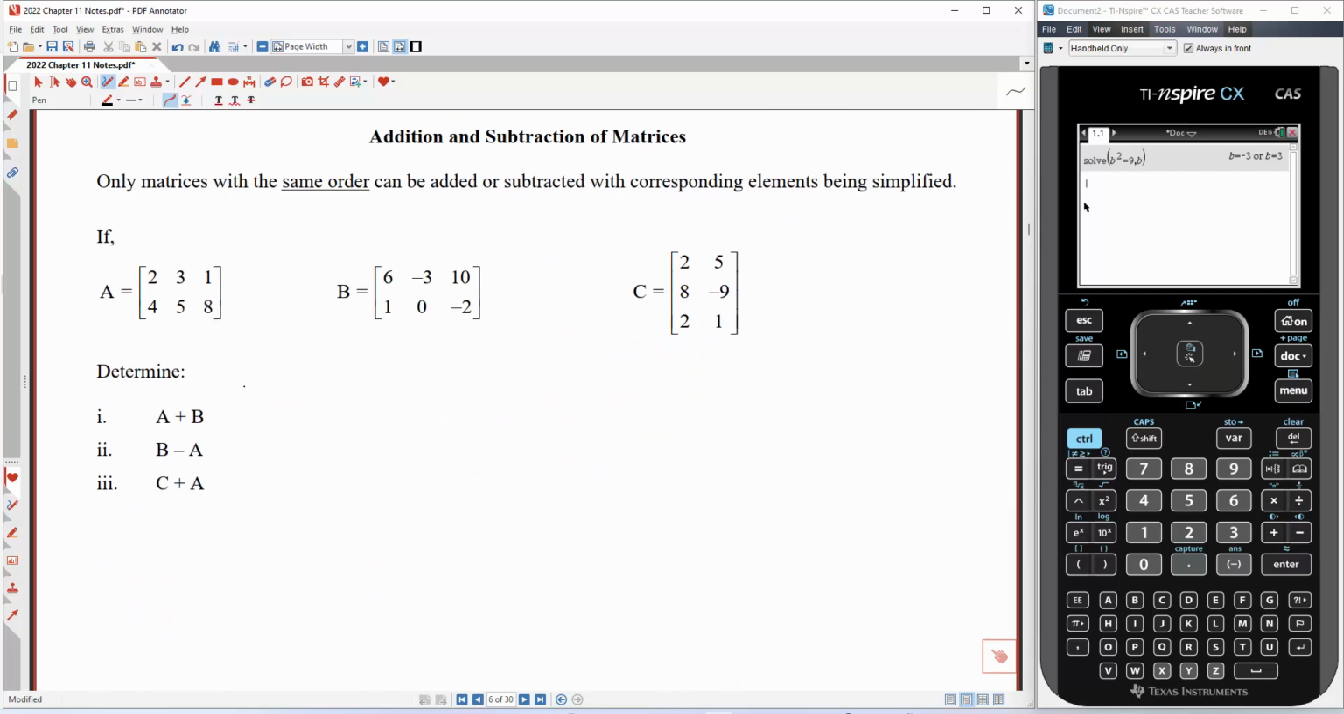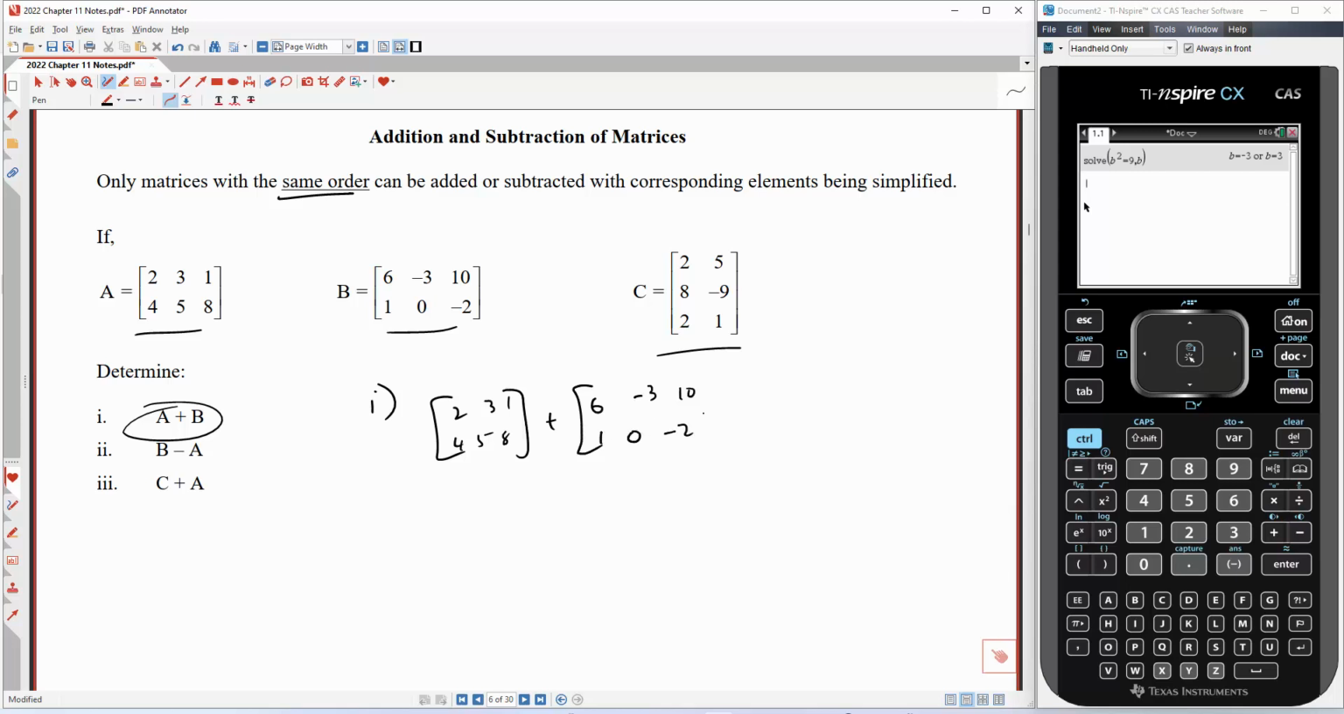All right. Adding and subtracting matrices. So only matrices with the same order can be added or subtracted, with corresponding elements being simplified. So if we've got these three matrices here, determine A plus B. All right, so let's put our working out for that one. It's going to be 2, 3, 1, 4, 5, 8, plus 6, -3, 10, 1, 0, -2. And what we do is we just add corresponding elements and simplify it. So don't just write down 6 plus 2, write the simplification of that, which is 8.